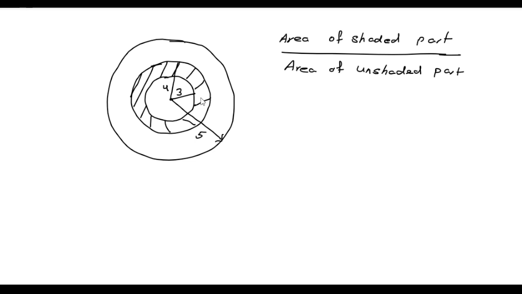And I will tell you, this problem is related with similarity of figures. Yeah, this is position vector, so it's a combination of triangle and vector. Okay, now just work out this and tell me your answer. Area of shaded part divided by area of unshaded part.